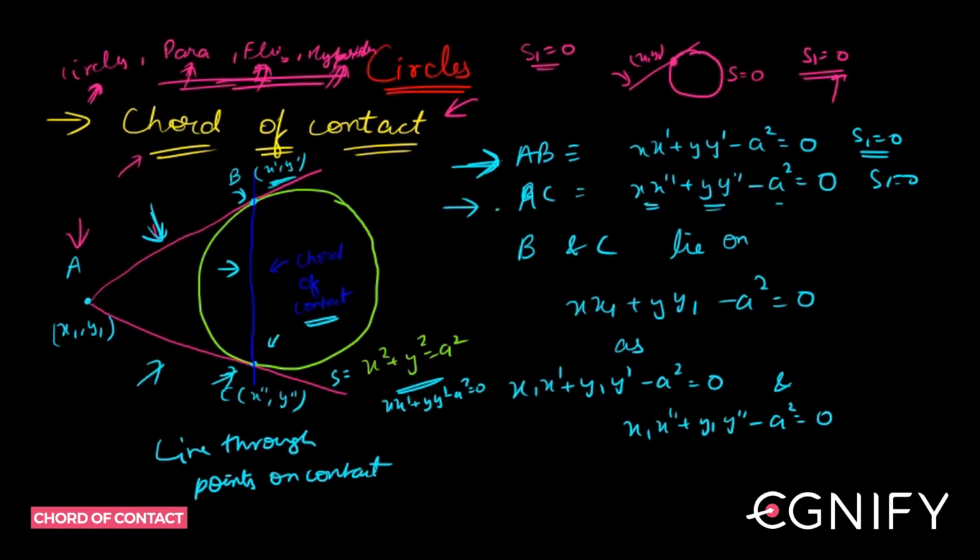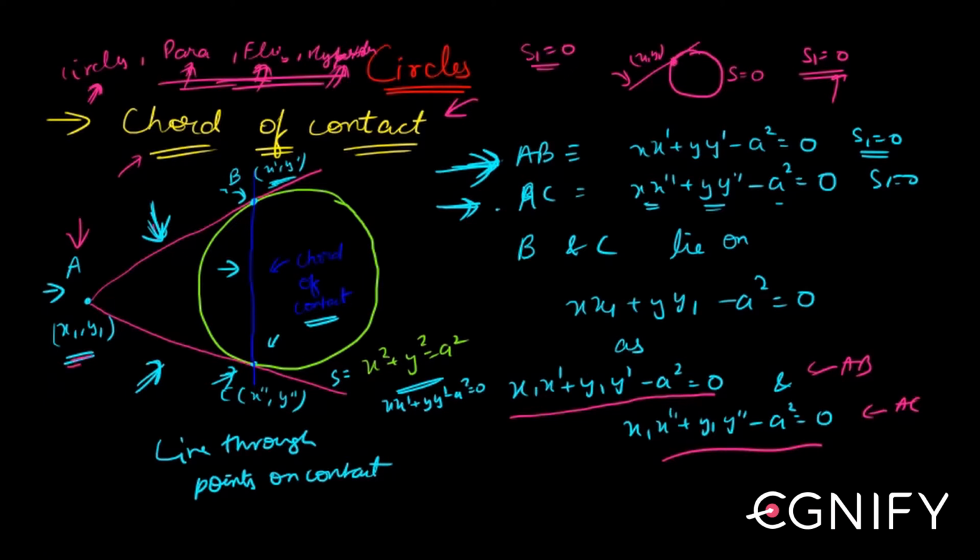Right. Now, because this AB and AC, they are both passing through A, right, they are both passing through A. So A, which is your x1, y1, must satisfy the equation of both AB and AC. Right. So that is what I have done here. So here basically this is your equation of AB, the first one, and this is your equation of AC. So what I have done is I have put the coordinates of A, x1, y1 in this equation. So if you put x1, y1 in this equation, it will become x1 x dash plus y1 y dash minus a square equal to 0.